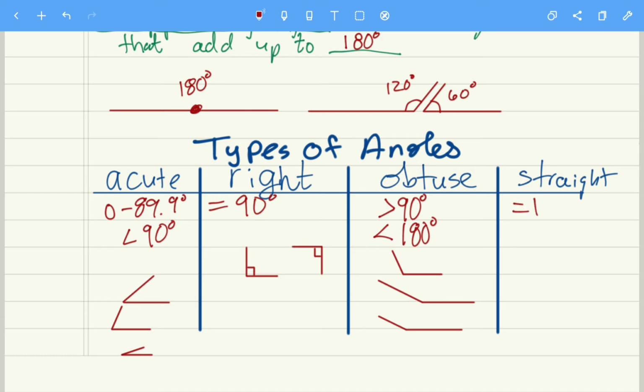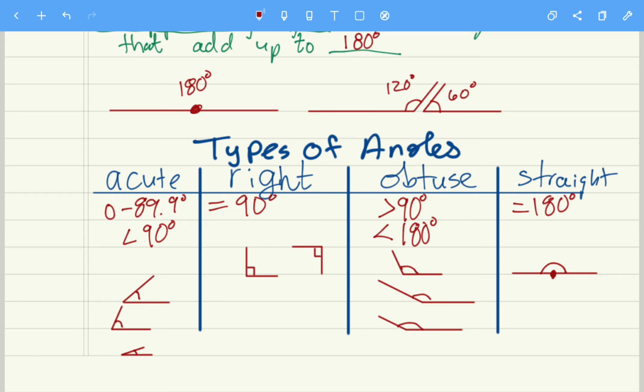Now a straight angle is exactly equal to 180 degrees. And you guessed it, this is just a straight line, like so. So these are our 4 different types of angles.